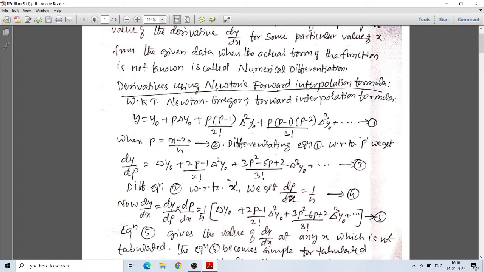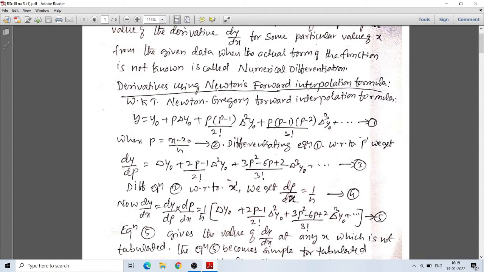Differentiate equation 1 with respect to p. We get, on the left hand side, dy by dp equals, y naught is constant, so its differentiation goes to 0. Here p with respect to p is 1, delta y naught, plus here p into p minus 1, which is p square minus p. So p square differentiation is 2p, p differentiation is 1. How do we get it? First multiply p into p minus 1, we get p square minus p. P square differentiation is 2p and p differentiation is 1, the denominator and delta square as it is.